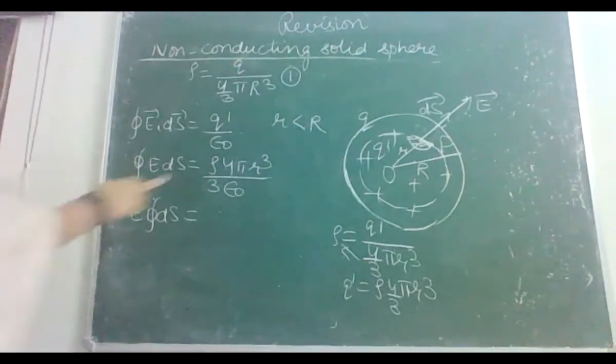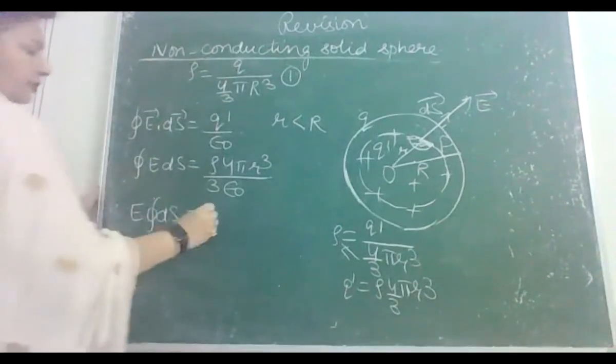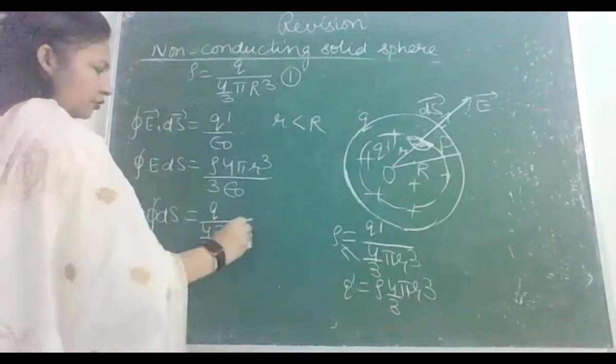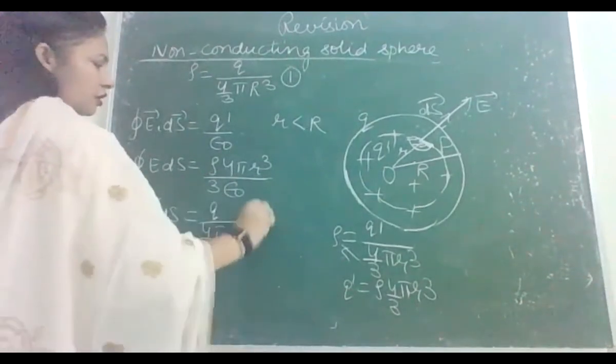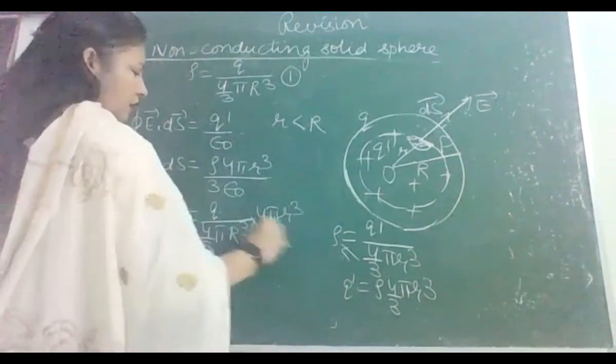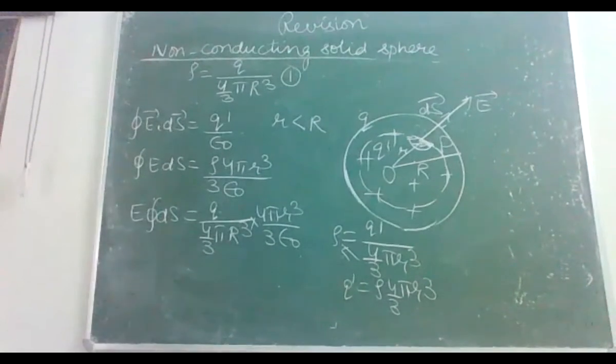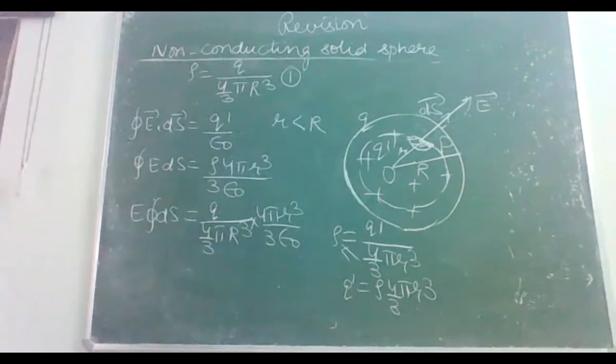Now let us put the value of rho from equation number 1. That is q over 4/3 pi r cube, and remaining things as such. 4 pi r cube over 3 epsilon naught. देखिए ये step, check it out. Is the step clear to you? Yes, have a look. All these steps are clear.